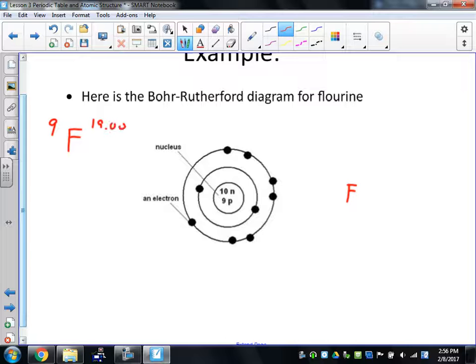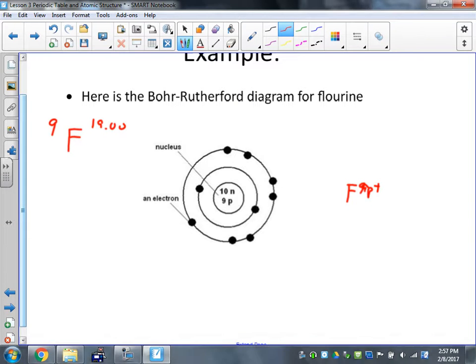19.00, right? So we know it's got 9 protons. Those protons need to go in the nucleus. So I'm going to put those right here, 9 protons right beside my little symbol here. 9 protons, 9 P positives. It's got a weight of 19.